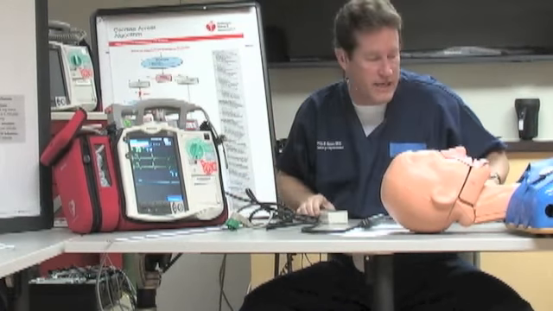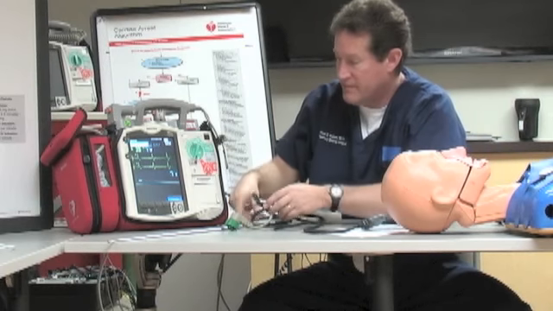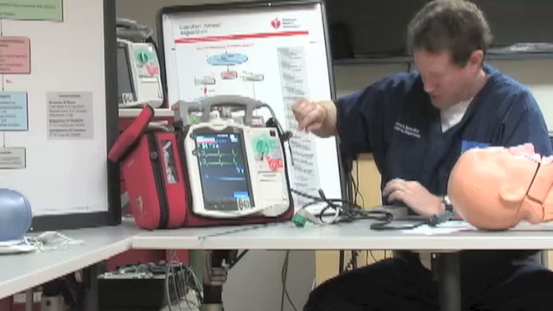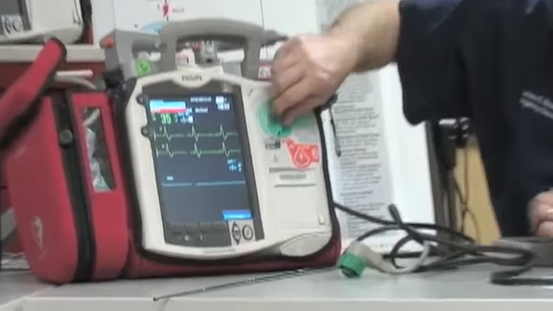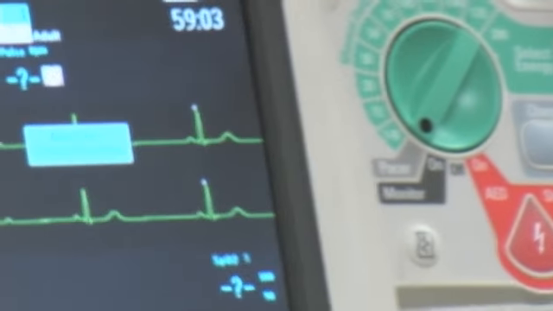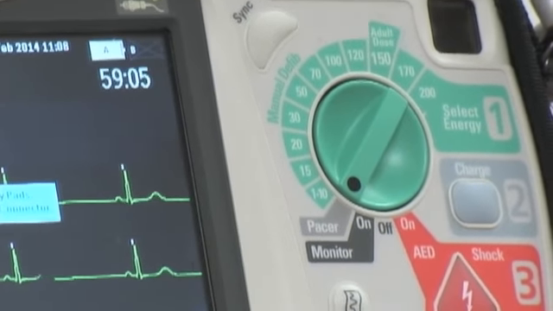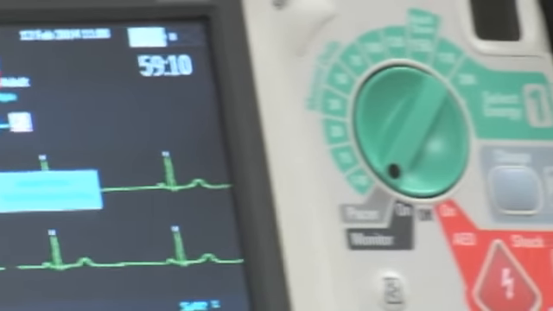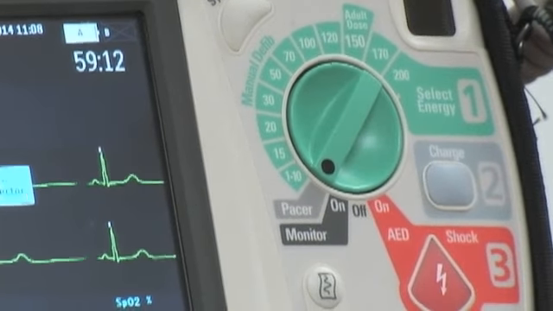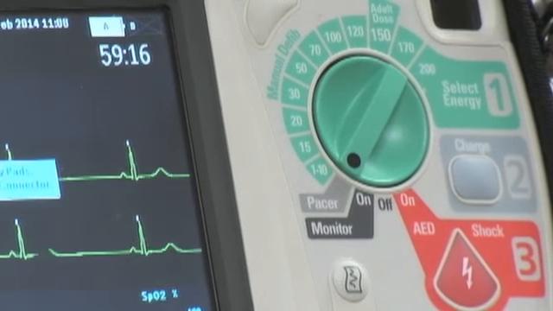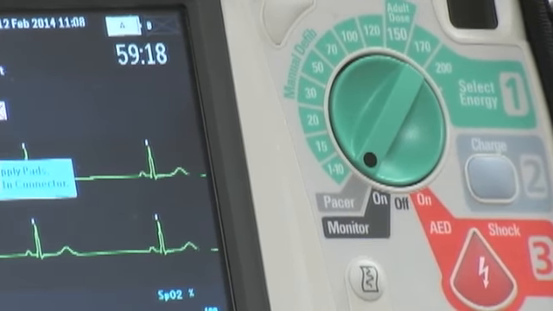So to pace somebody, to begin transcutaneous pacing, you can see we're going to switch to pacing mode, right to there. And this is an artificial setup, so I'm going to get a box that says apply pads. Okay, I already have my pads hooked up, but because it's not a real patient, the monitor doesn't recognize it. It's telling me to apply the pads, which I already have.